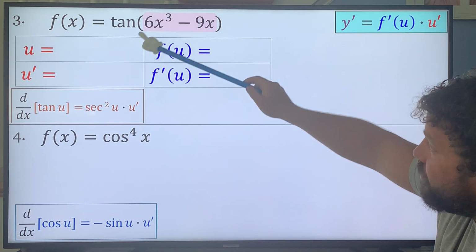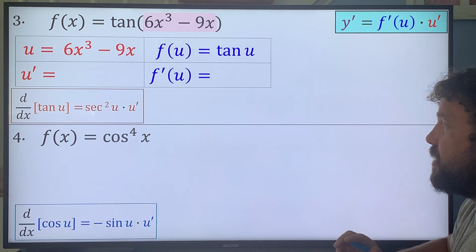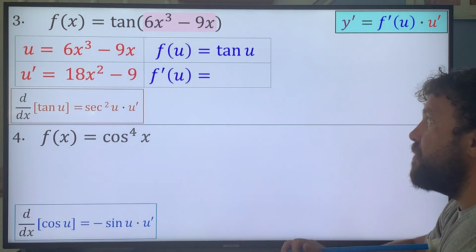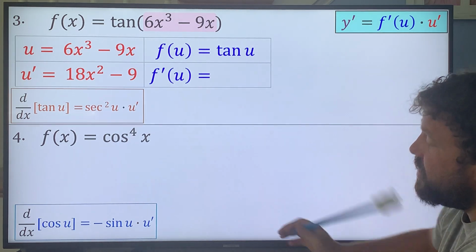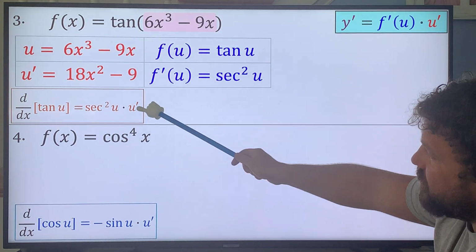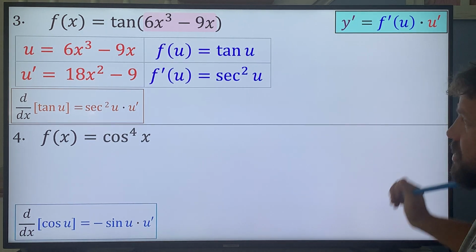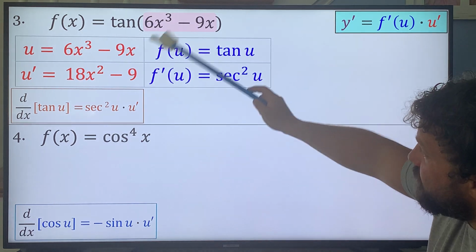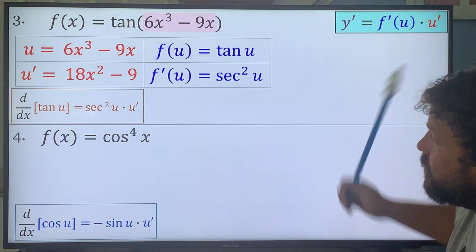If you want to do this in your head, you can. My outside is the actual trig function, which is tan u. Our u prime is the derivative of this, 6 times 3x squared minus 9, which is 18x squared minus 9. Derivative of tan u is secant squared u. Now you don't have to put the u prime here because we're not doing this in one step. We're just using the chain rule and actually doing it in 2 steps. Okay? If you want to do it in 1 step, you would just pretty much take this and multiply it by secant squared this, which is what we do in the end.